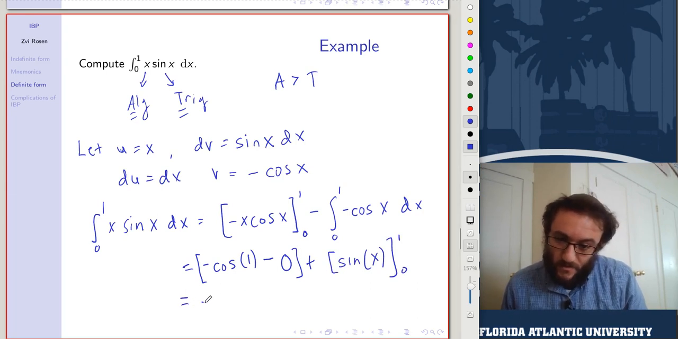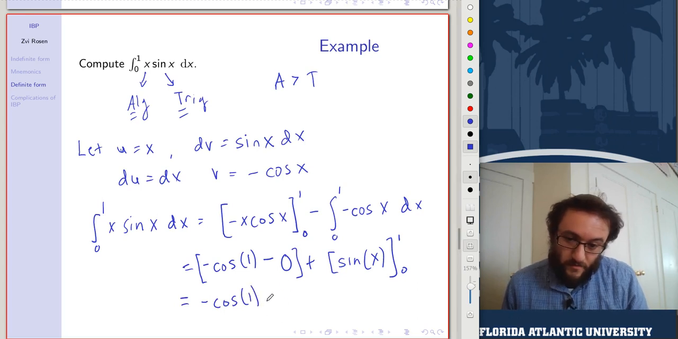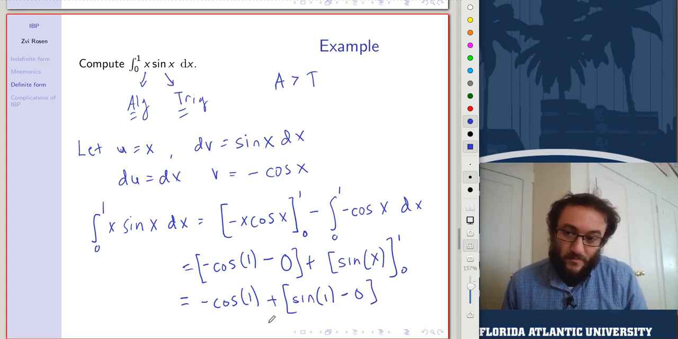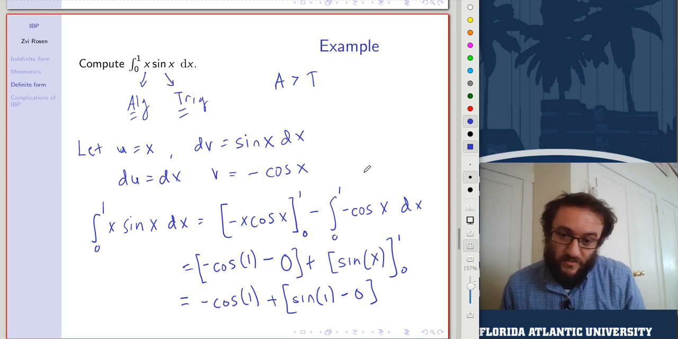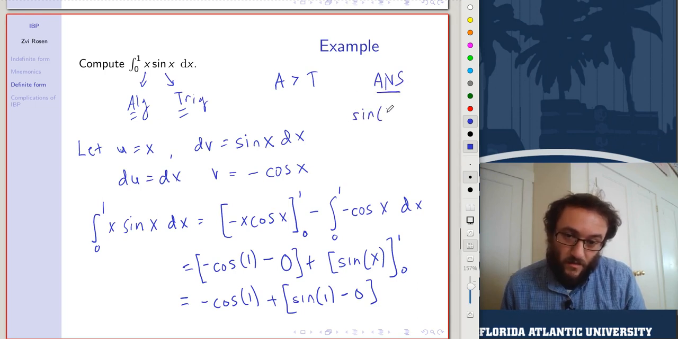So this equals minus cosine of 1 plus sine of 1 minus sine of 0, which is 0. In summary, the answer can be written as sine of 1 minus cosine of 1.